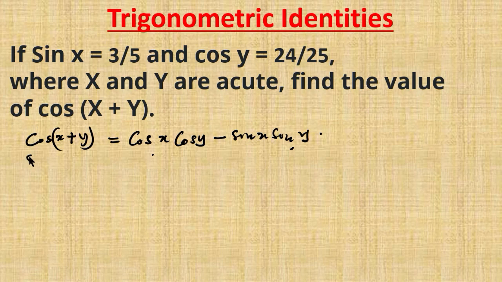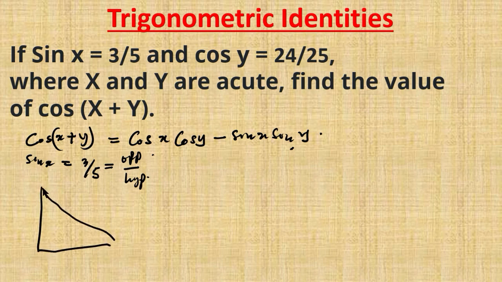Now, let's start with sine x. We have that sine x is equal to 3 over 5. Remember that sine is also given as opposite over hypotenuse, and we're told that these angles are acute angles, that is, they are less than 90 degrees. That means we can fall back to our right angled triangle. If this is x, for sine x, this will be 3, which is the opposite, and the hypotenuse will be 5. Then we can call the adjacent a.